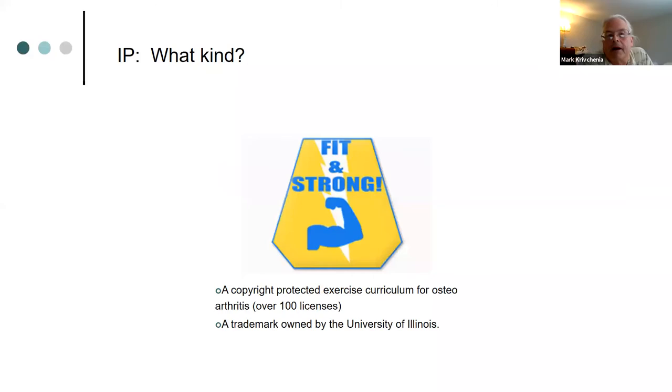And finally, Fit and Strong. This actually is a copyright protected exercise curriculum for osteoarthritis developed here at UIC in our School of Public Health. We've licensed it to over 100 community-based organizations, and we own the trademark and the copyright on this curriculum. So copyright and trademark, again, two examples of intellectual property that have quite a bit of value.